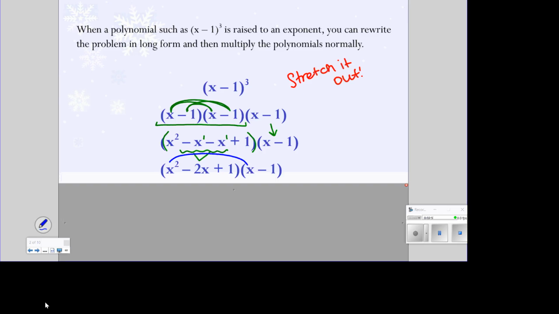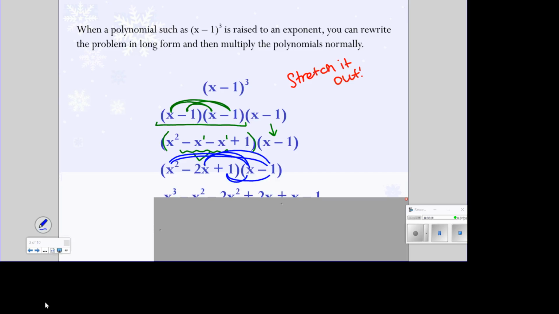x squared times x. Oh, there's going to be some combining. Anyways, x squared times x is x cubed. x squared times negative 1 is negative x squared. Negative 2x times x is negative 2x squared. Negative 2x times negative 1 is plus 2x. 1 times x, the last term to multiply through, is x, and 1 times negative 1 is minus 1. So here you will see all of that multiplying written out as one long expression.